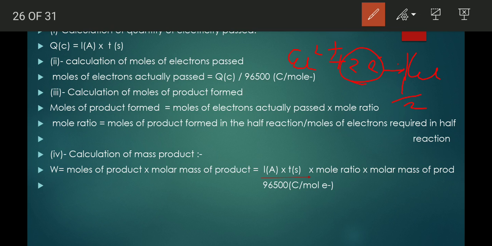Now the fourth step is calculation of mass of product. W, the mass, is equal to moles of product into molar mass of product. Now moles of product is equal to, according to the above steps, I into T into mole ratio upon 96,500.